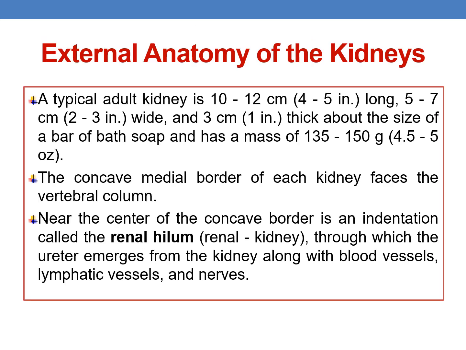A typical adult kidney is 10 to 12 centimeters, that is 4 to 5 inches long, 5 to 7 centimeters wide and 3 centimeters thick, about the size of a bar of soap, and has a mass of 135 to 150 grams. The concave medial border of each kidney faces the vertebral column. Near the center of the concave border is an indentation called the renal hilum. Renal means kidney. The renal hilum is the place through which the ureter emerges from the kidney along with blood vessels, lymphatic vessels and nerves.